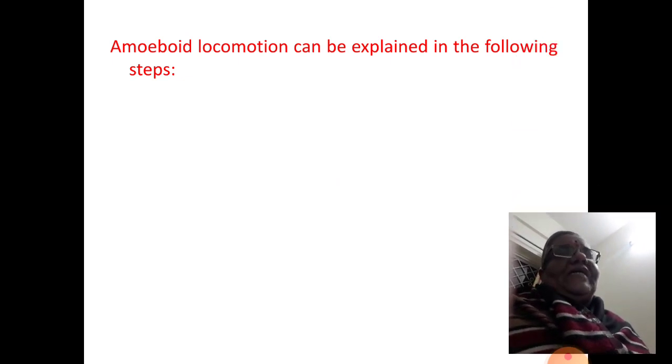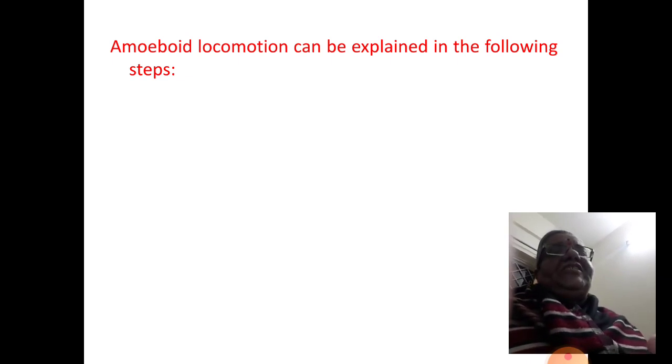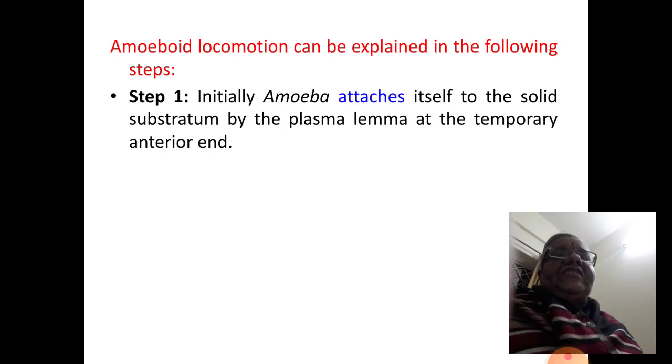To make you understand this little complicated topic, the amoeboid locomotion has been explained in 10 steps, step by step. Let us understand what happens step by step, okay? Then, step 1.